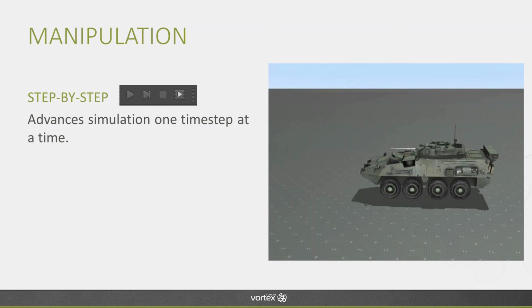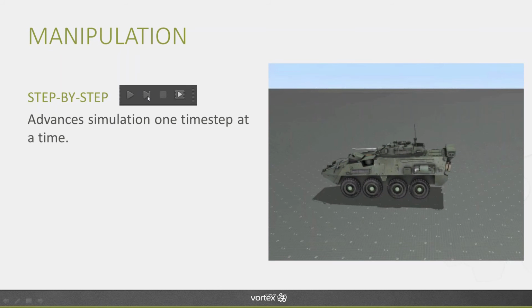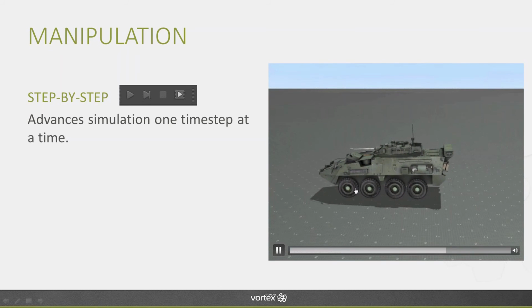Of course, there's also the step-by-step simulation mode, which allows you to advance one time step at a time. As you can see here, it's located on the right of the play simulation button. The way it works, I'm just going to start a short video here, is once you pause the simulation, you can press on the step-by-step simulation. It will advance one step at a time.